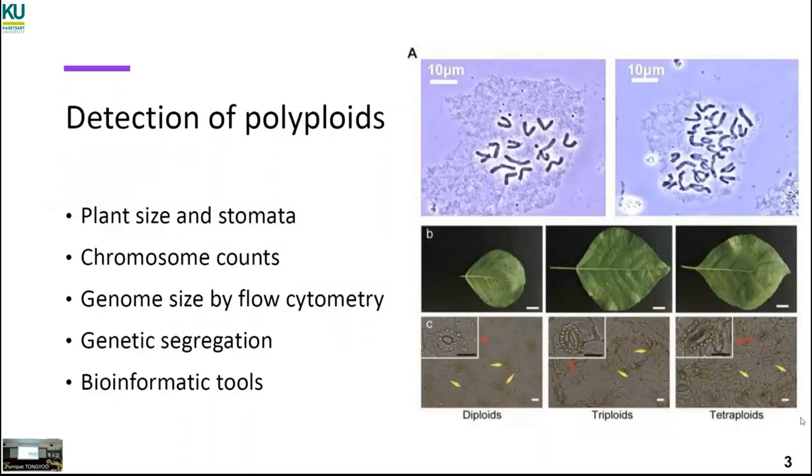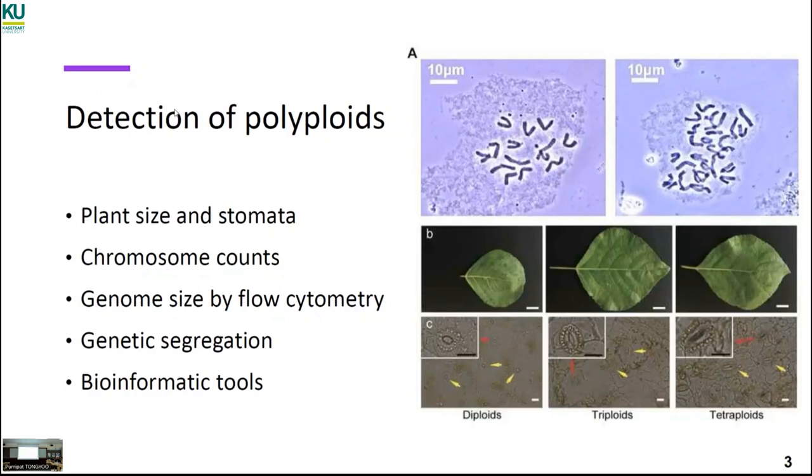And also, if you look at stomata, you see the number of chloroplasts, you can count them and you see the difference between the diploids and the polyploids. Quite a bit later, I will also talk with you about genetic segregation, because genetic segregation, especially in autopolyploids, is really different. And in the end, I will look a little bit at what kind of biomedical tools are nowadays available for the detection of polyploids.